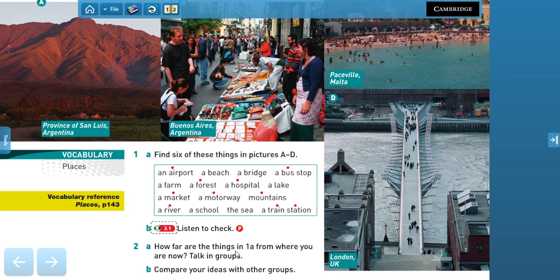Now, try to think about how far these things from the pictures are from the place where you are now. Do you have mountains near your house? A forest? Maybe a market? Do you live near the ocean? Is there a bridge near your home?